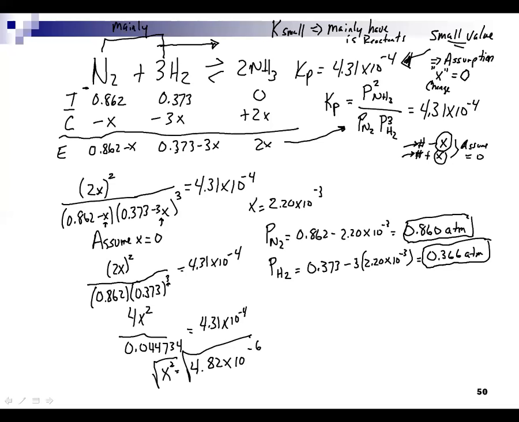And lastly, we could do our pressure of NH3, which is equal to 2 times x, which is our 2.2 times 10 to the minus 3. And that would get us 4.40 times 10 to the minus 3. Again, there are also units involved there because it is a pressure. Any questions on any parts of these steps here?